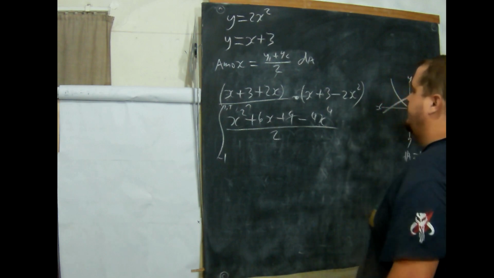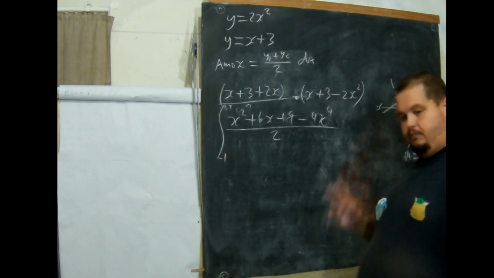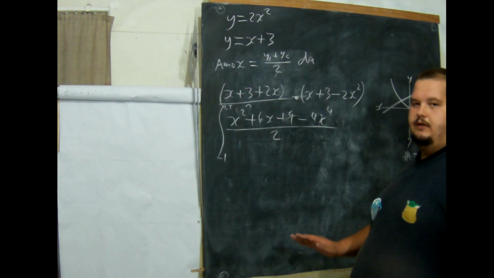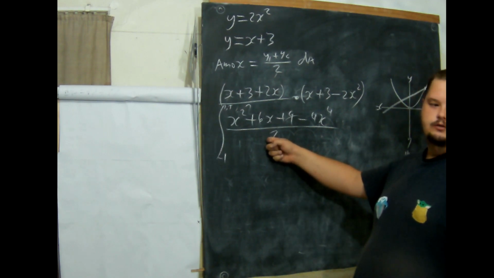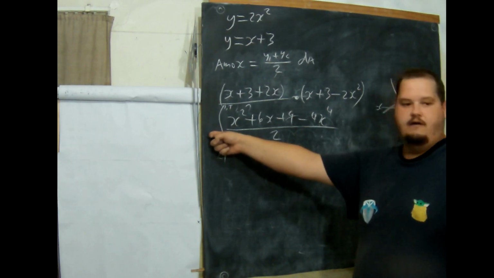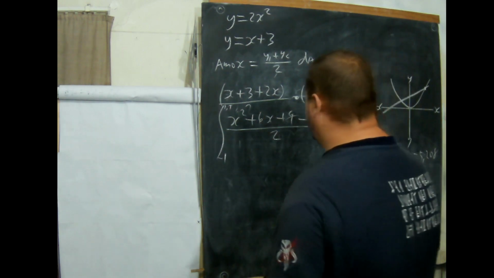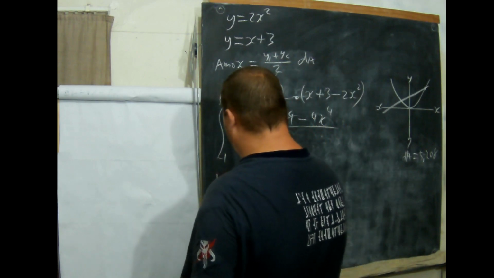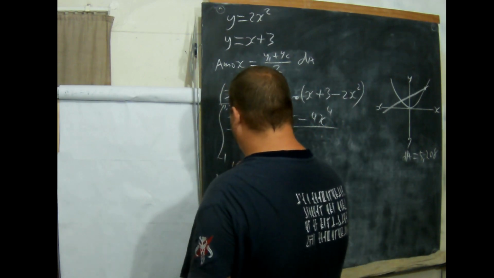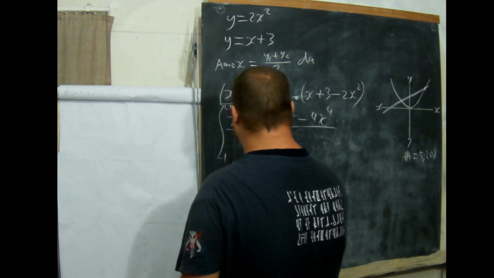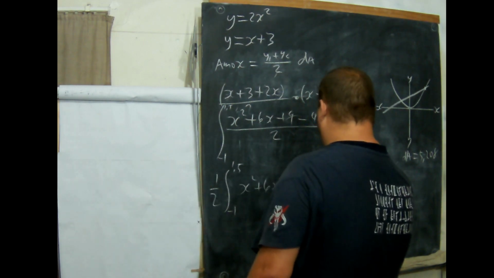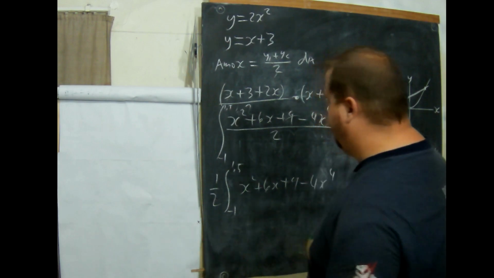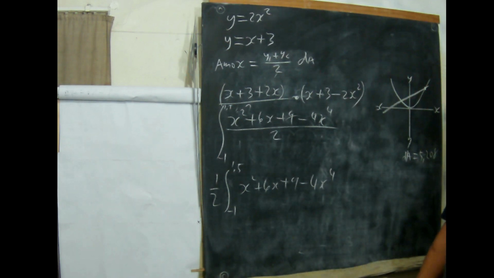And the easiest way to solve this problem, easiest possible way to do this, is to just take the divided by 2, make it into a half, and move the half outside. The easiest way to solve this. So it's a half integral of 1.5 and minus 1, x squared plus 6x plus 9 minus 4x to the 4. Okay, so let's integrate.